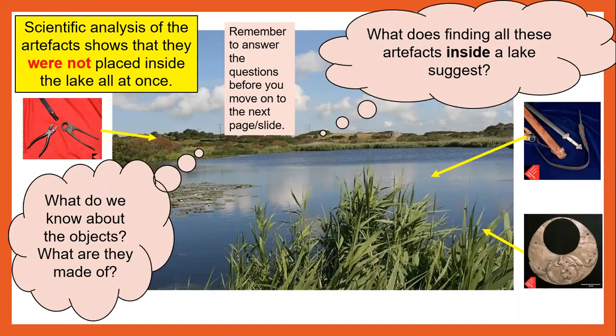Now, scientific analysis of the artefacts show that they were not placed inside the lake all at once. So what does finding all of these artefacts inside a lake suggest? And what do we know about the objects? What were they made of? So pause the video here and write your answers.